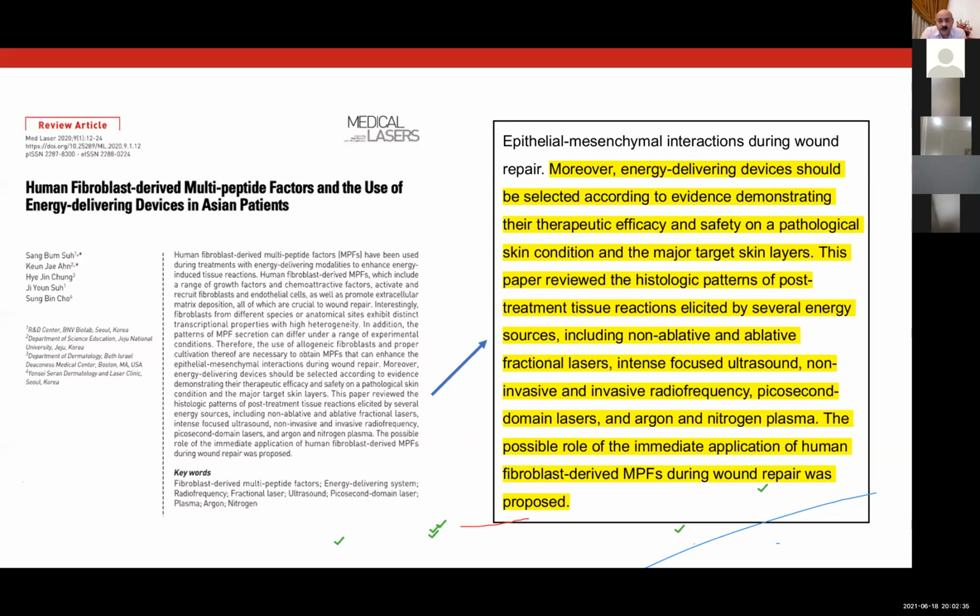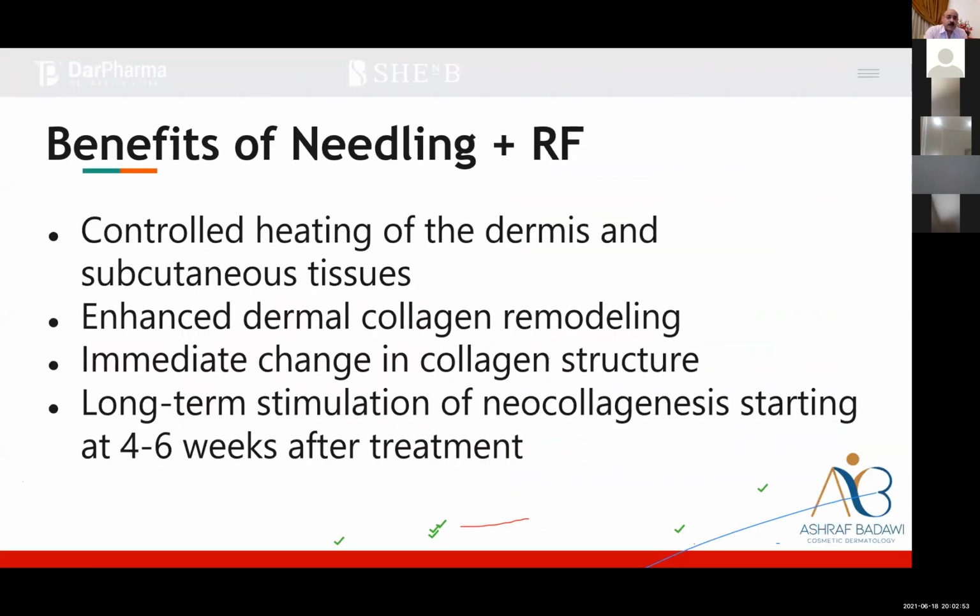So we are very sensitive when we are dealing with Asian patients because we don't want to improve a problem and then get post-inflammatory hyperpigmentation. So that's why it is very important to make sure that we are using a tool which is safe and effective at the same time. When we are combining the needling with RF, we have multiple benefits. One of them is that we are able to get controlled heating of the dermis and subcutaneous tissue. This is giving us safety and efficacy at the same time.